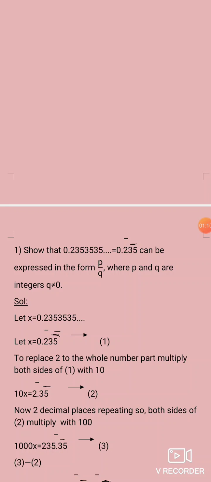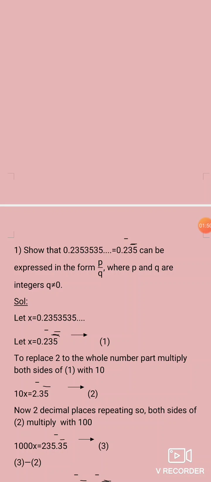The solution: we can take the given number as x, that is x is equal to 0.2353535... or we can write it as x is equal to 0.235 bar. Call this equation number 1. Now, no bar for 2, so to move that 2 to the whole number part, we multiply both sides of equation number 1 by 10. So, 10x is equal to 2.35 bar. Call this equation number 2.